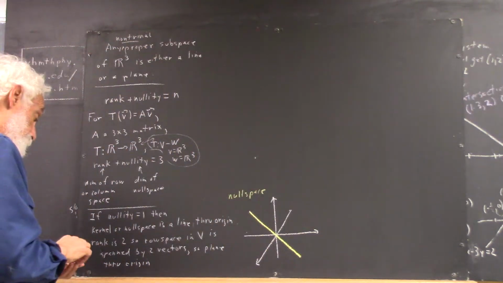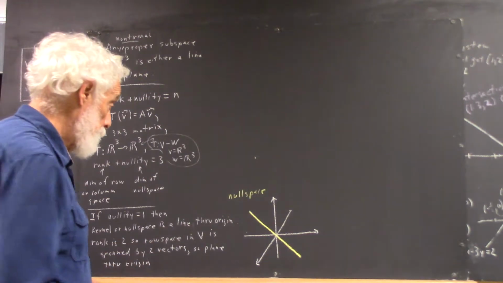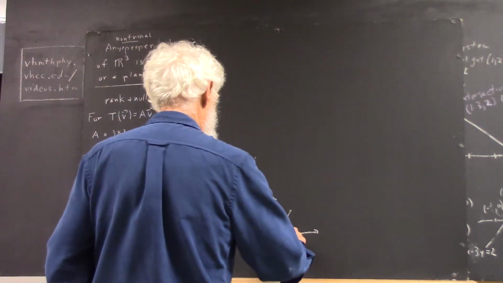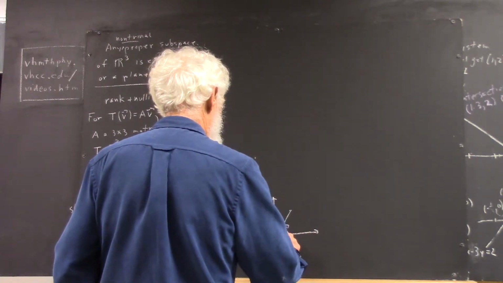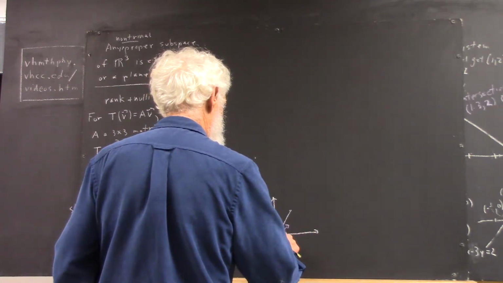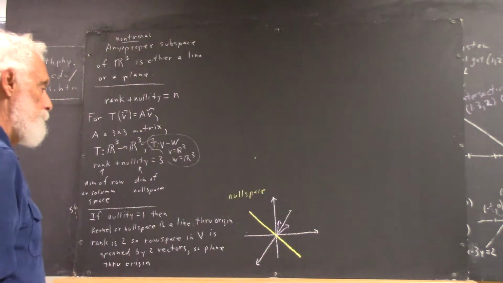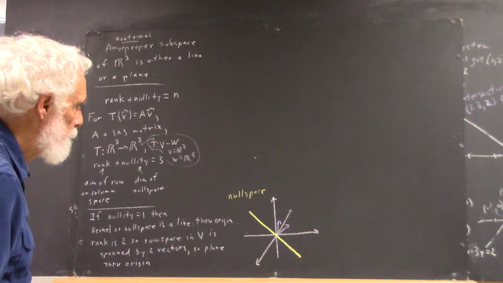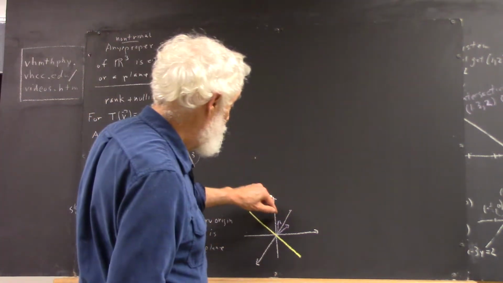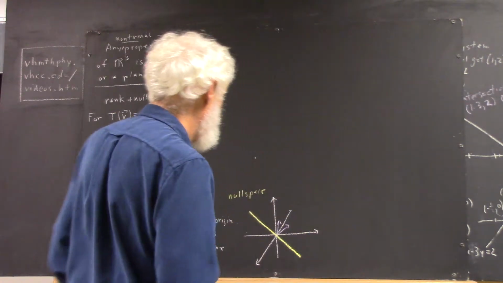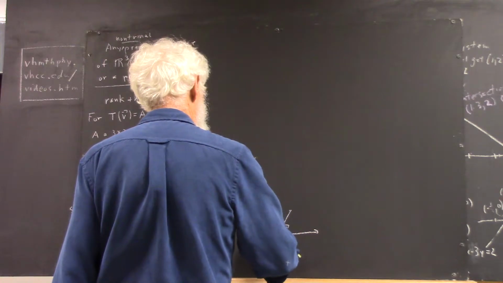Your column space is going to be spanned by 2 vectors. So you can have a vector here and a vector here. Well, a column space is going to consist of all vectors that can be obtained as a sum of multiples of these vectors. So your column space is a plane.